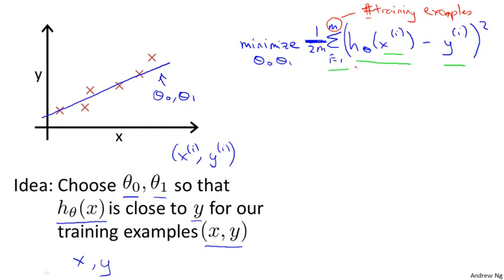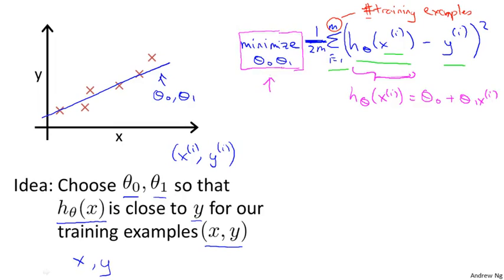And just to make sure this equation is clear, this expression in here, h subscript theta of x, this is our usual hypothesis, that's equal to theta 0 plus theta 1 x i. And this notation, minimize over theta 0 and theta 1, means find me the values of theta 0 and theta 1 that cause this expression to be minimized.